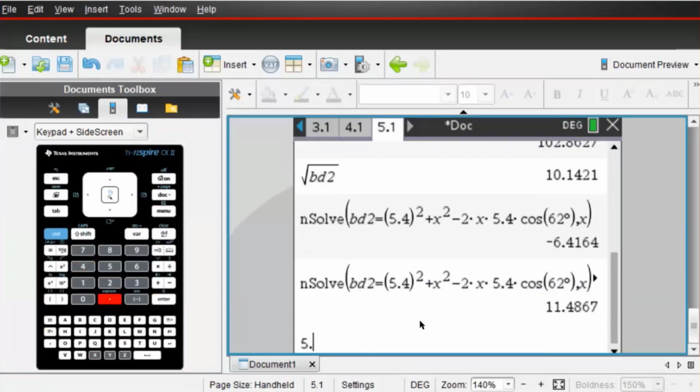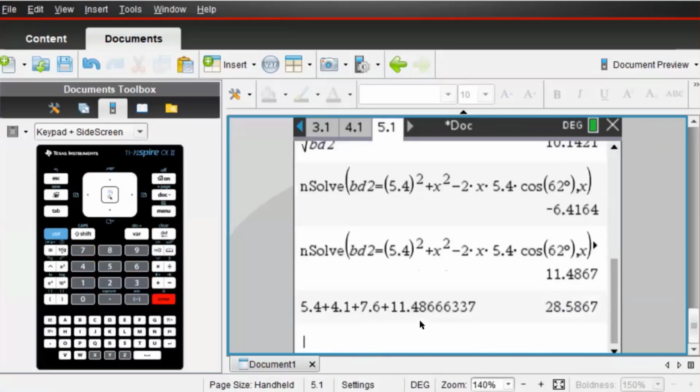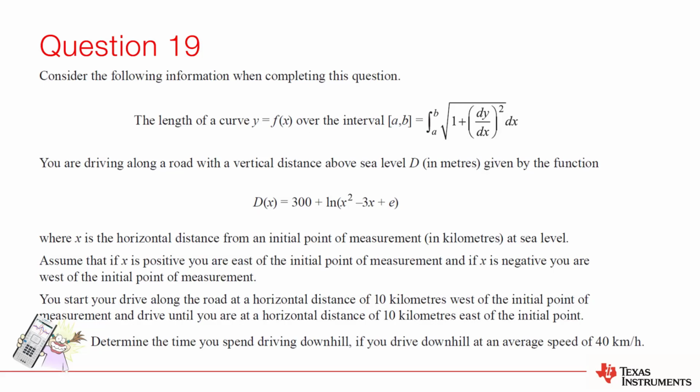And then the perimeter is simply the sum of all the lengths that we've got. That was 5.4, 4.1, 7.6, and the last answer that I just got. So the perimeter of the figure is 28.587.